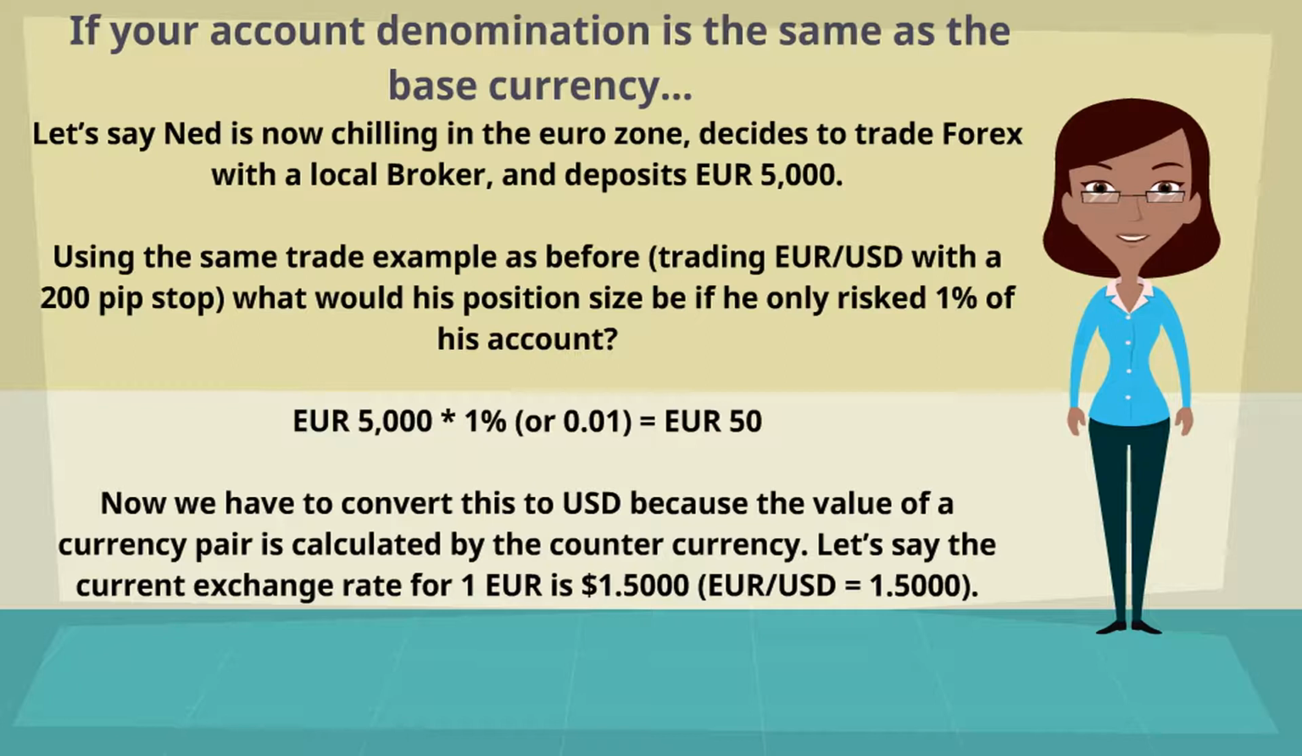Let's say Ned is now chilling in the Eurozone, decides to trade Forex with a local broker, and deposits 5,000 euros. Using the same trade example as before, trading euro to US dollar with a 200 pip stop, what would his position size be if he only risked 1% of his account? 5,000 euros multiplied by 1%, or 0.01, equals 50 euros. Now we have to convert this to USD because the value of a currency pair is calculated by the counter currency. Let's say the current exchange rate for 1 euro is $1.5000, euro to US dollar equals 1.5000.